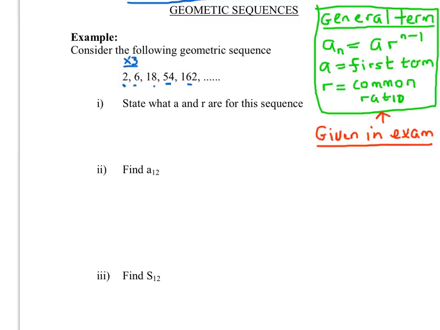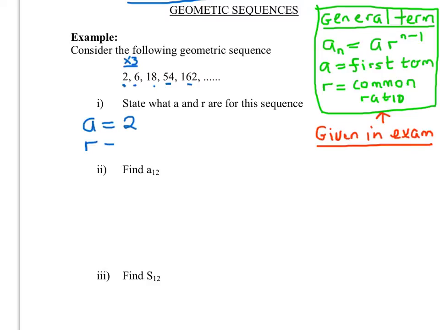And the formula for the general term is written here on the right hand side. An is equal to a multiplied by r to the power of n minus 1, where a is the first term and r is the common ratio. Now for part 1 of the question, we're asked to state what a and r are for this sequence. Well, a is the first term, so we're going to write that down. A is equal to the first term, and that's very straightforward, is equal to 2.